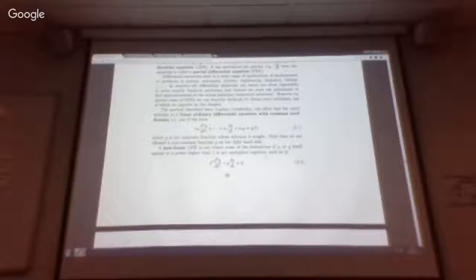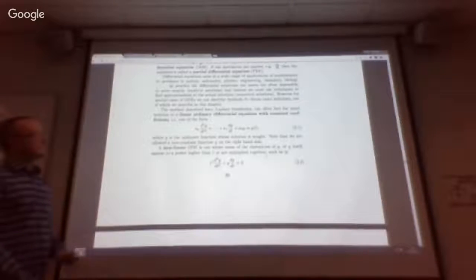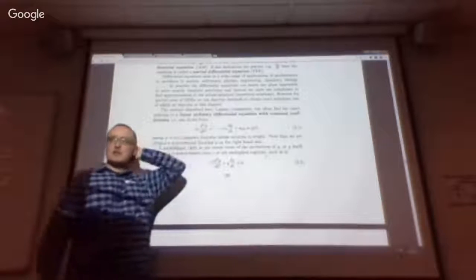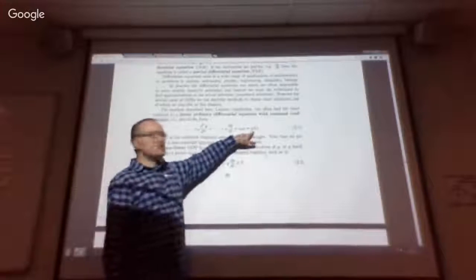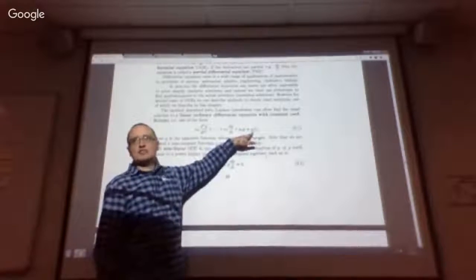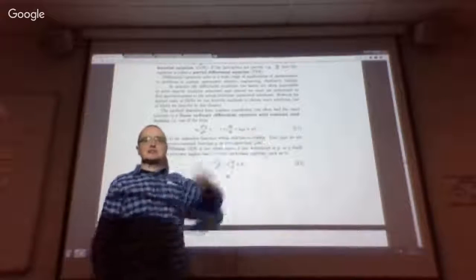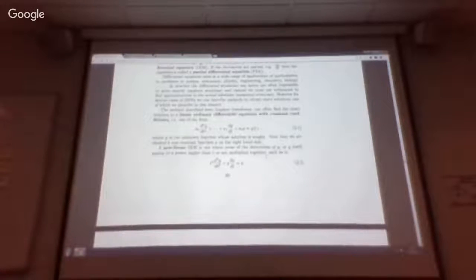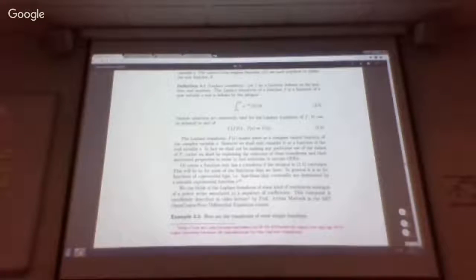Those are the kind of things we're going to be able to solve, providing we can apply the Laplace transform to it. Providing that this function g here is one that we understand well enough to be able to take its Laplace transform. What is the Laplace transform? Well, we spent a few lectures talking about that. It's this integral transform here in equation 2.4.